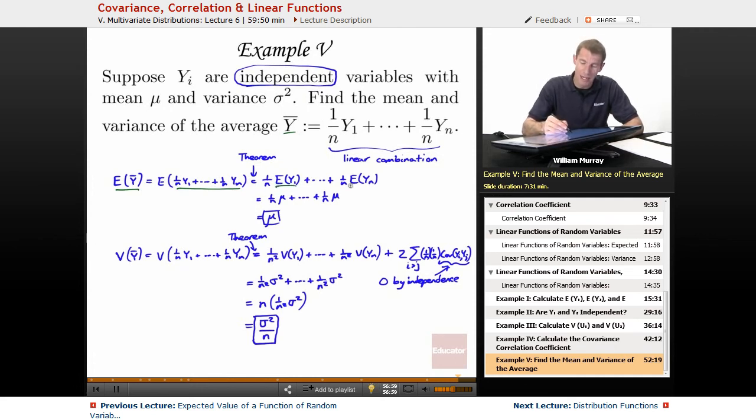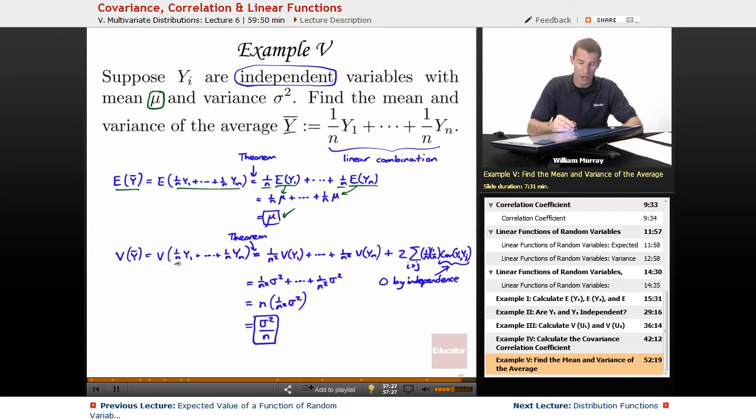So you can just separate it out into the expected values of y1 up to yn and just pull out the constants, and then each one of those E of yi's is mu, because we were given that in the problem right there. And so we were adding up n copies of 1 over n times mu, so at the end we just get a whole mu. The variance is a little bit messier.